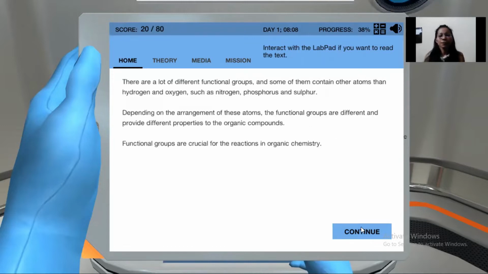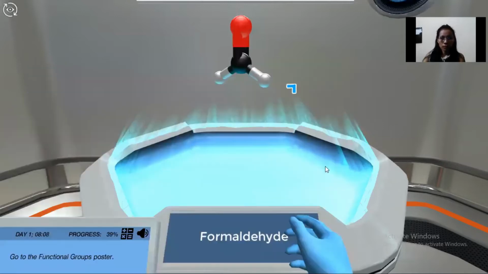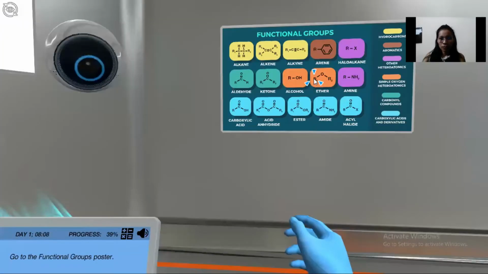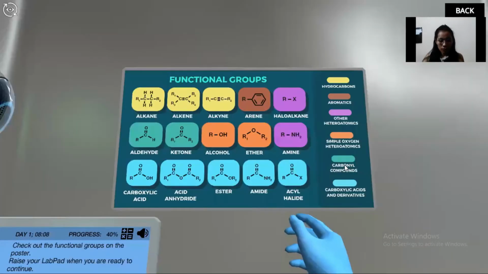There are a lot of different functional groups, and some of them contain other atoms than hydrogen and oxygen, such as nitrogen, phosphorus and sulfur. Depending on the arrangement of these atoms, the functional groups are different and provide different properties to the organic compounds. Functional groups are crucial for the reactions in organic chemistry. Go to the functional groups poster. Check out the functional groups on the poster. Raise your lab pad when you are ready to continue.